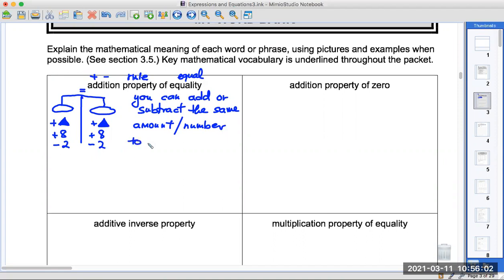To both sides. The key is both sides. Of an equation. Without changing the equation, you still have the same weight. It's still going to balance. I'm just going to say changing it.